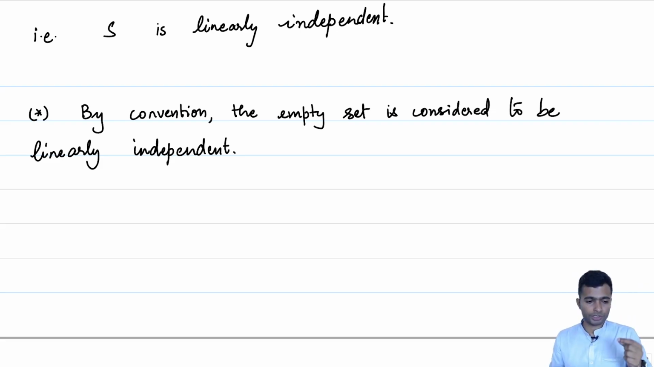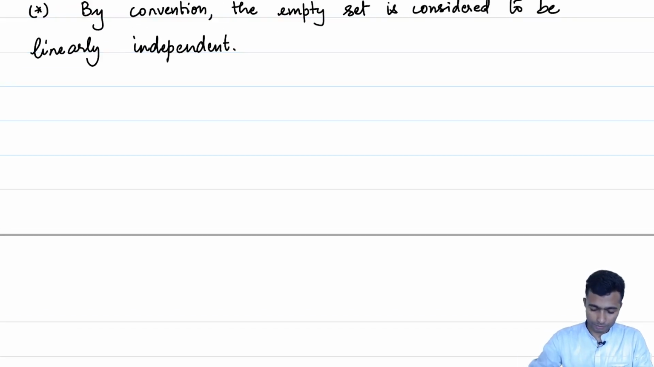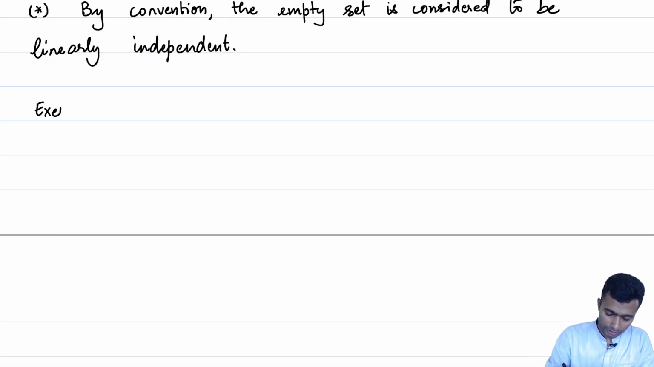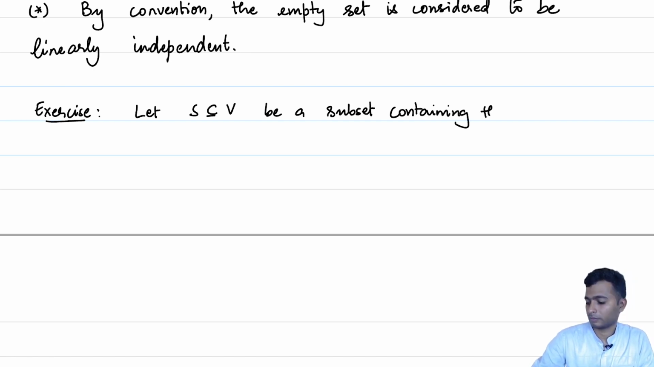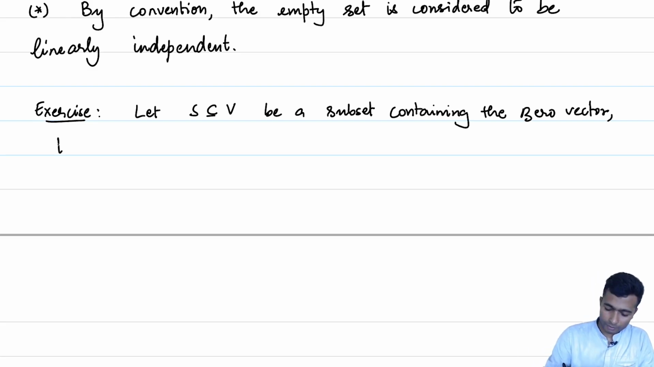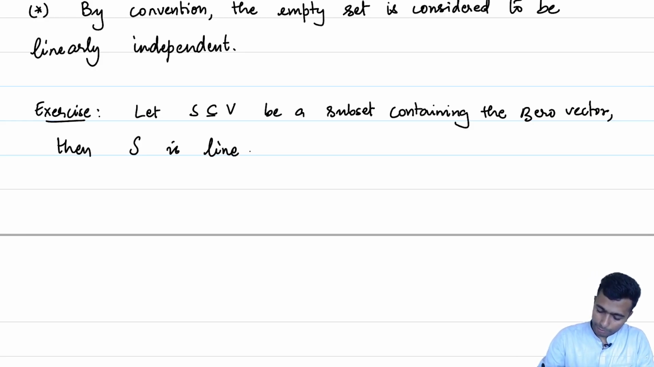Also, any set which contains the 0 vector will not be linearly independent, it will be linearly dependent. So, maybe I will give it to you as an exercise to check. Let S contained in V be a subset containing the 0 vector. Then S is linearly dependent.